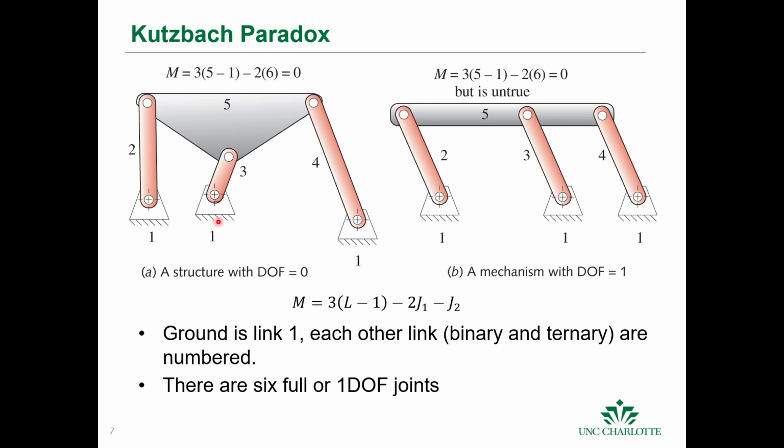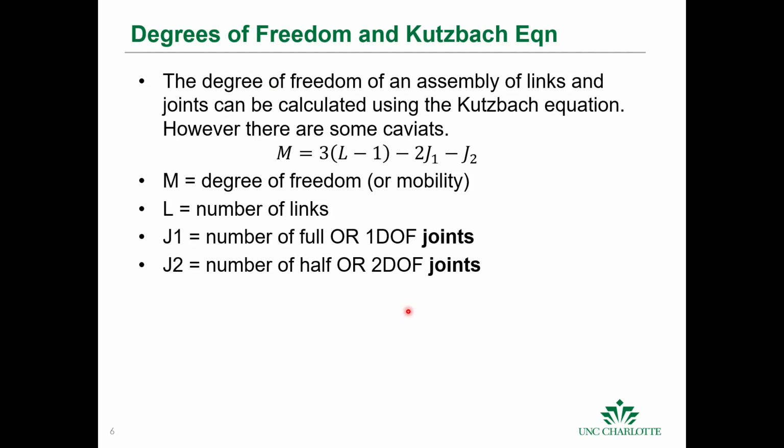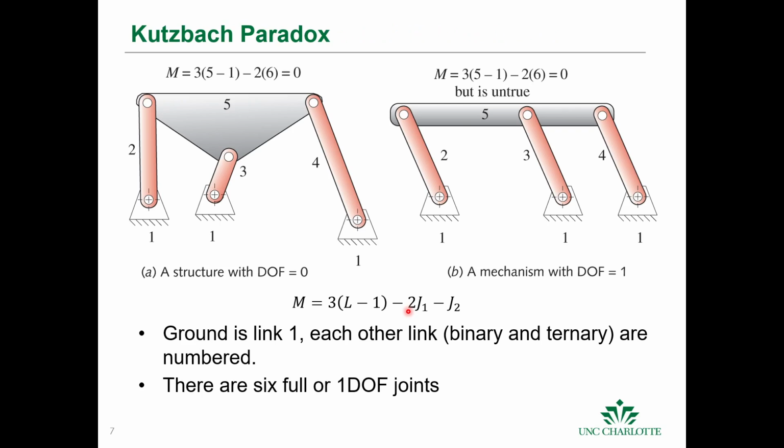In this case, we have 1, 2, 3, 4, 5 is ground, minus 1, and then minus 2 times the number of full joints. Okay, J1, that's the number of full joints, minus J2, which is the number of half joints. We don't have any half joints, so that's 0. We have 1, 2, 3, 4, 5, 6. Okay, so we have 6 full joints, 5 links, if we include ground.